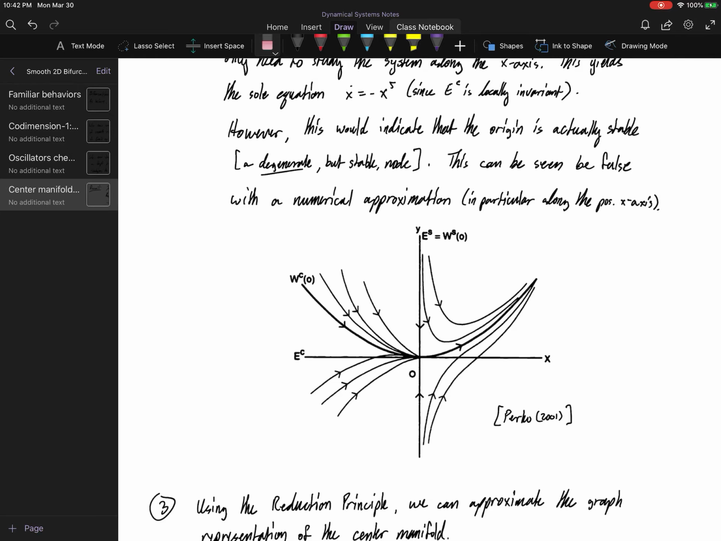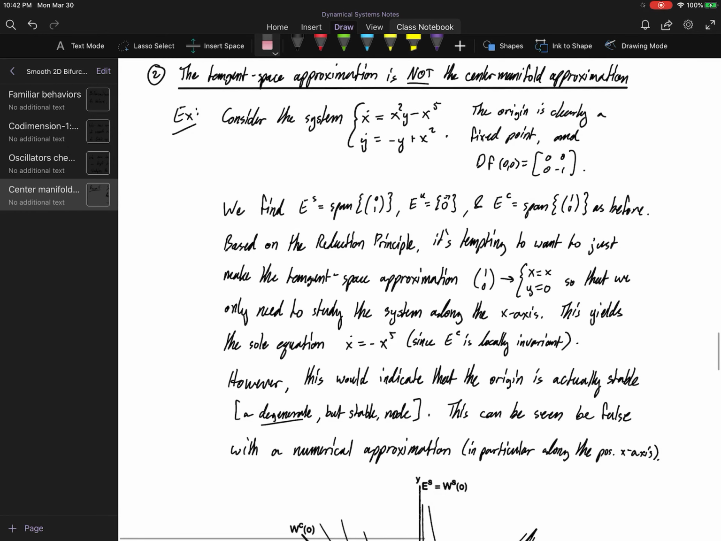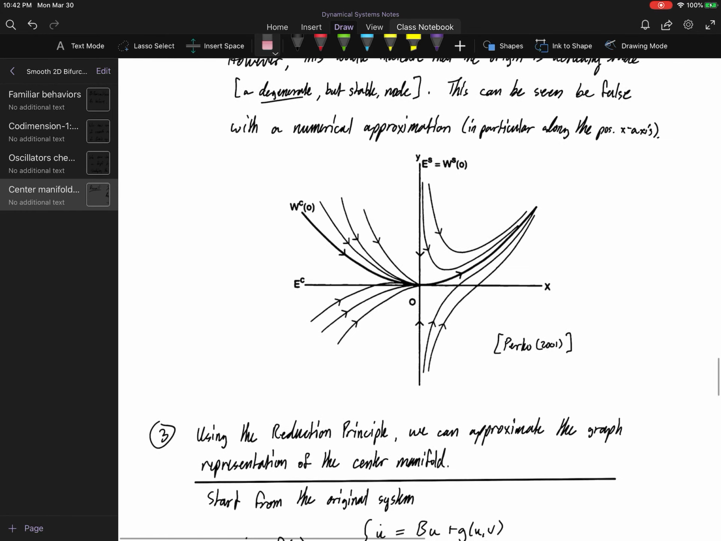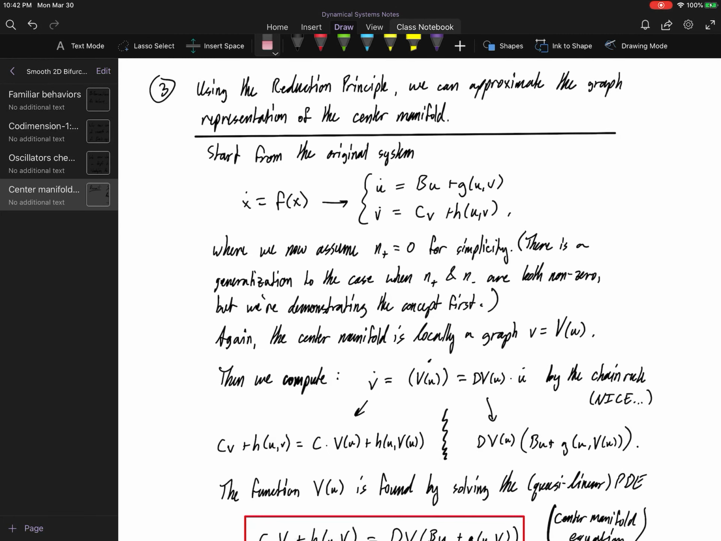So the question now is, if we can't use the tangent approximation, and we can't trust the reduction down to EC, then how do we compute WC to be more accurate? Well, I'm glad you asked, hypothetical student. We're going to use the reduction principle to approximate the graph representation of this center manifold.